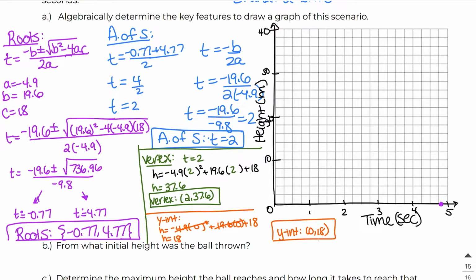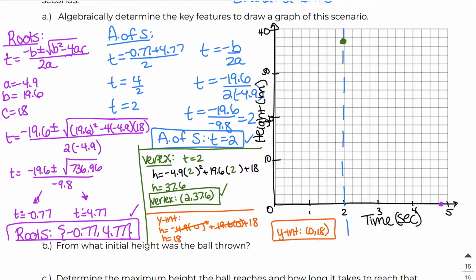Okay. The next thing I want to graph out is my axis of symmetry. And we know that's going to happen when time is 2. So I'm going to graph out a vertical line right at 2. Okay. The next thing I want to do is put checks here. We did our roots. We did our axis of symmetry. Now we need to do our vertex. So this is going to happen at 2 seconds and 37.6 meters. So this right here is our highest point.